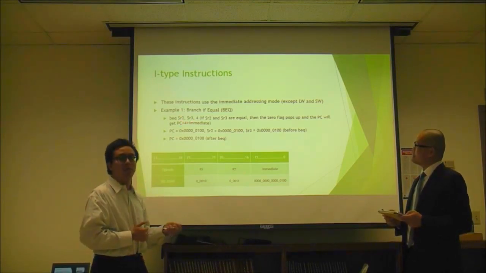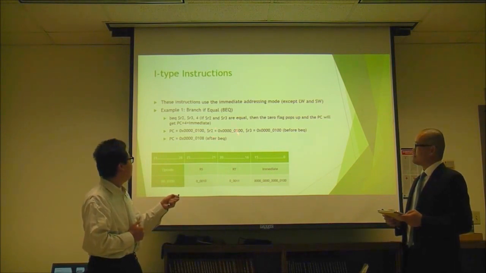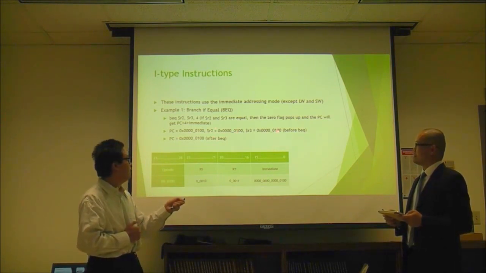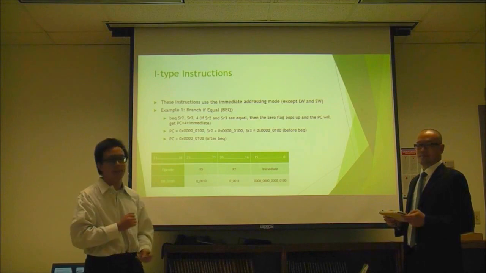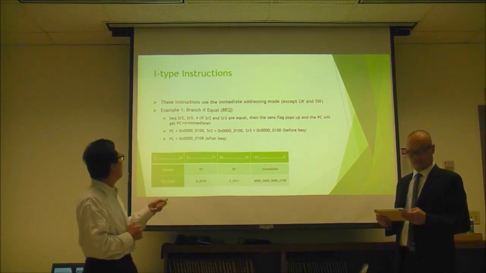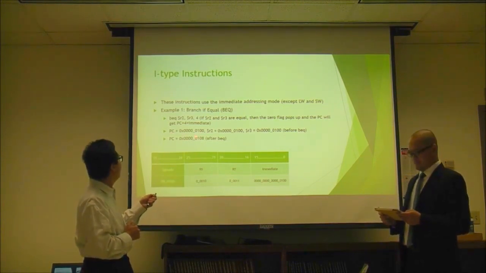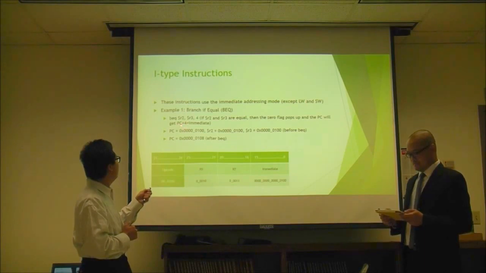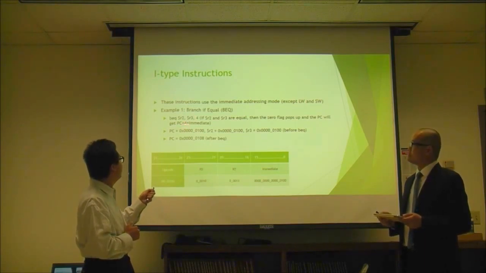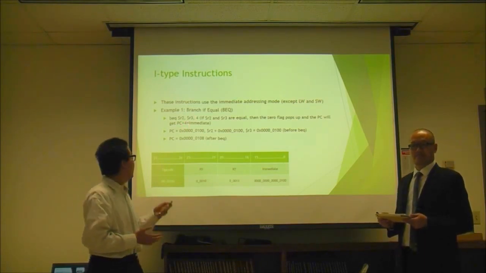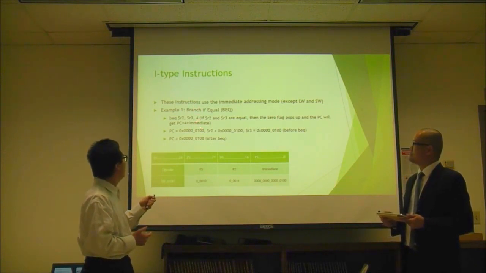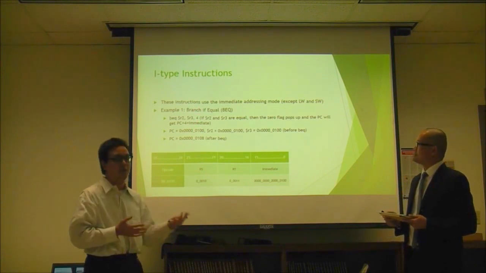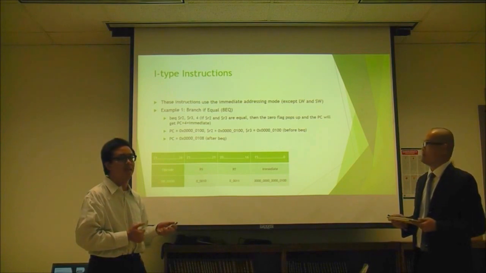If they are equal, which they are, since register 2 has its hex value 100 and register 3 also has its hex value 100, the zero flag will pop up, and then the program counter, which has this hex value 100, will have PC 100 plus 4, which is 104, and then plus the immediate value, which we have here as 4. So 100 plus 4 is 108.